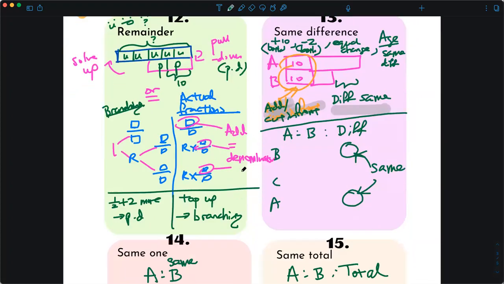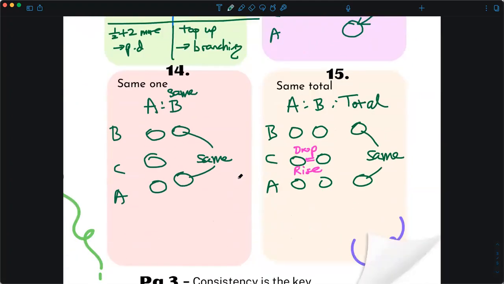Okay, so moving on, same one. Let's say there's A and B, use ratio, and then B unchanged, you have to make B the same. Same total, you have to make sure that you have the total, and then make the total the same, knowing that the drop will be equal to the rise. So let's say -10 from A, it's actually +10 for B. If it's -2U for A, you'll be +2U for B. So it must be the same. And this is one way to track.